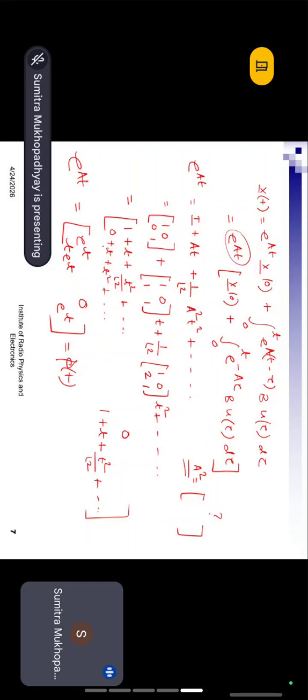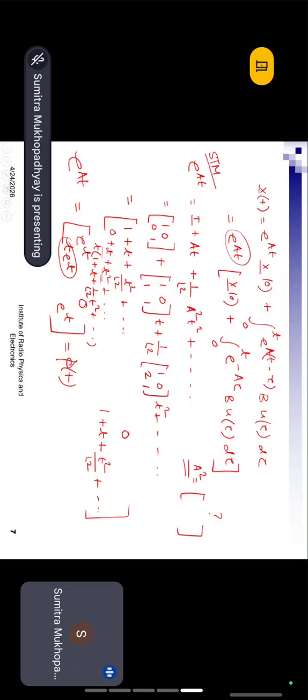From here, take t as common, so you will get t into 1 plus t plus 1 by factorial 2 t square, which will be e to the power t. So you take t as common and then you will get e to the power t. Is this okay? This is the state transition matrix.